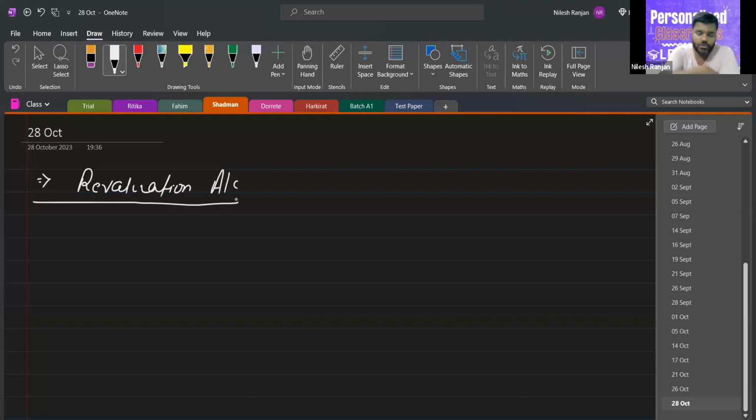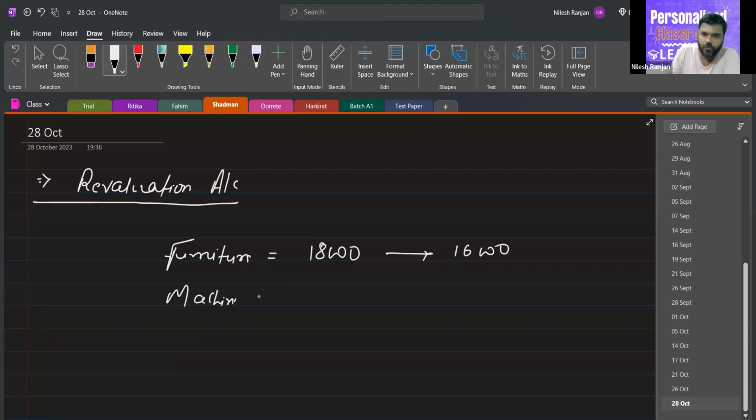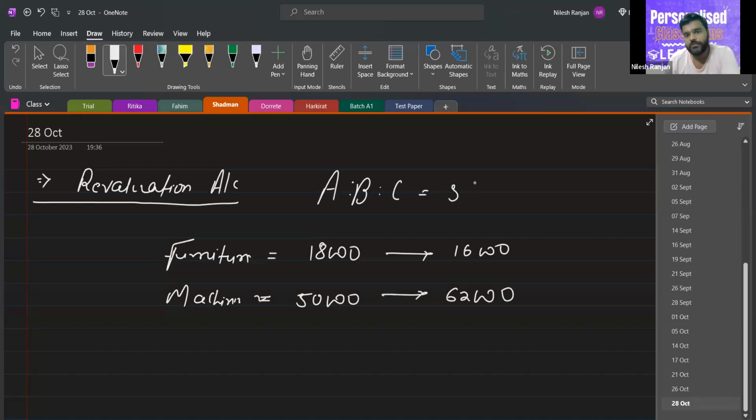No. So let's say there is furniture, which you told me is 18,000 and it becomes 16,000 now. This is a loss. Now there is also machinery where the actual value was 50,000, but it becomes 62,000 now. And there are three partners A, B, and C in 5:3:2. Now C is retiring.